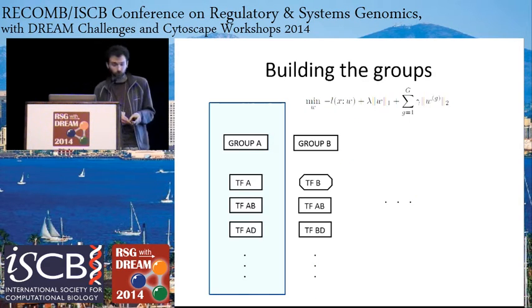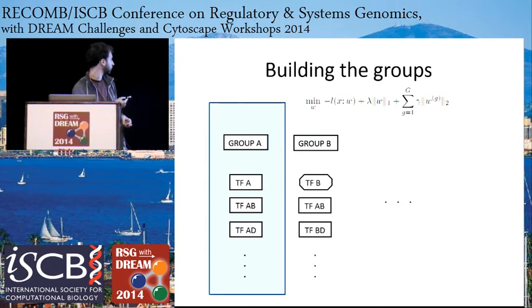And again, this is useful because when we have these groups of transcription factors, we want substantial sparseness between groups because it's a very strong statement to say both A and B are functional. But it's a less strong statement to say that once A is found to be functional, perhaps AB is also functional.